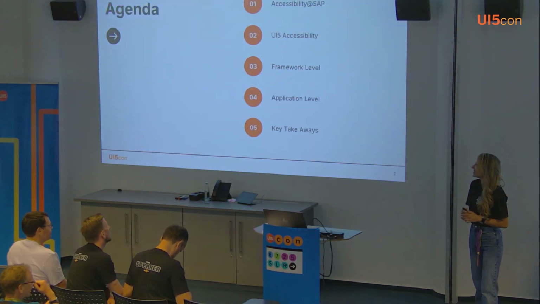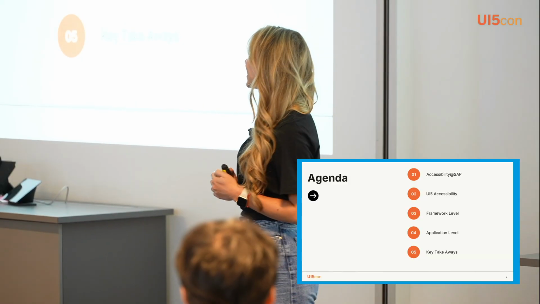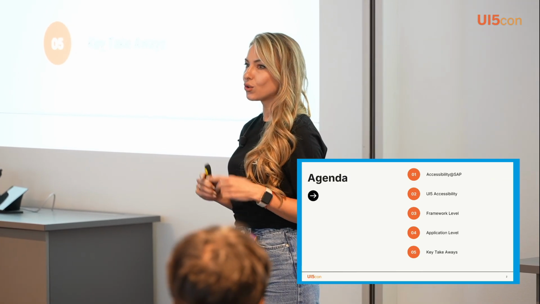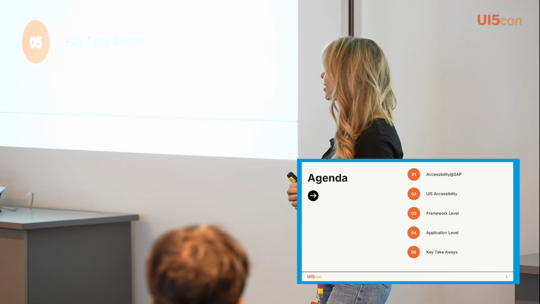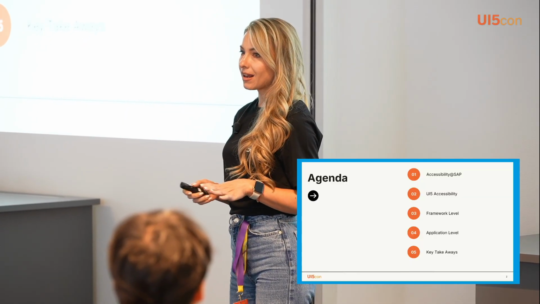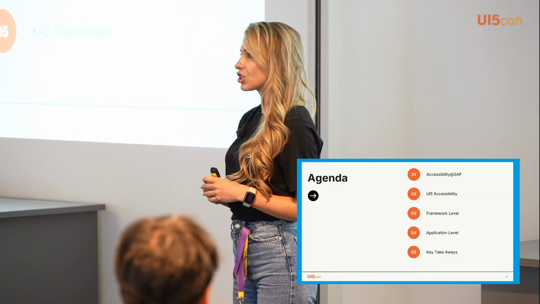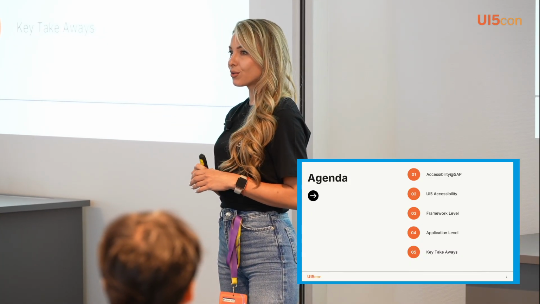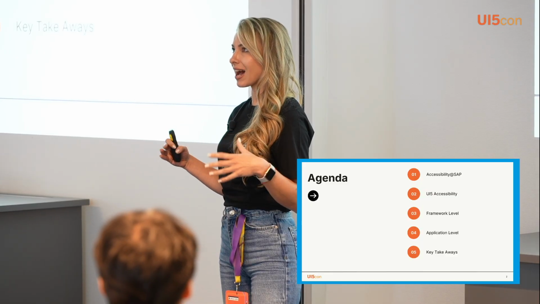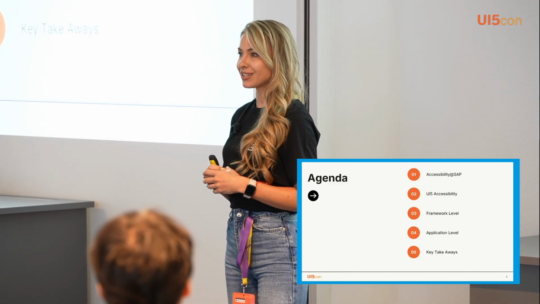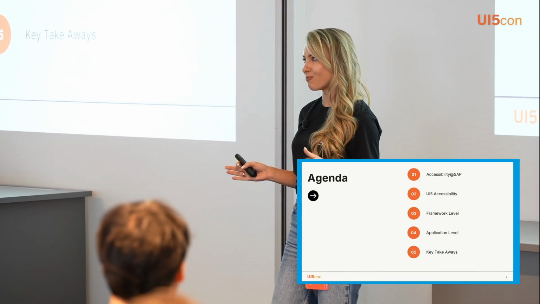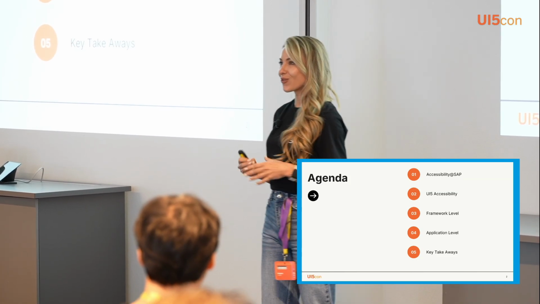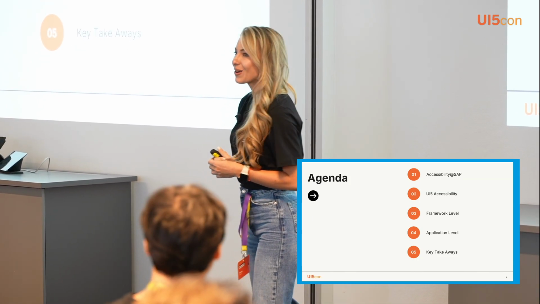Okay, so in our agenda, we are going to start with accessibility at SAP. We are going to do a quick review. What does that mean? We are going to go through UI5 accessibility. What does that mean? And after that, we are going to show you our framework level accessibility and our application level accessibility, which will be showcased by Martin, and how a real life partner uses our APIs to make their applications accessible. This is really exciting because beforehand no session has been done for this, combining a partner and actually UI5 accessibility experts.